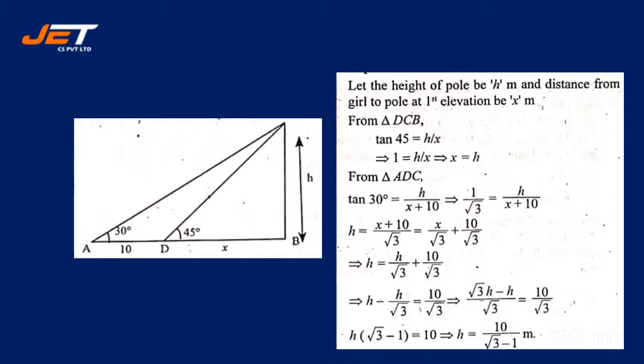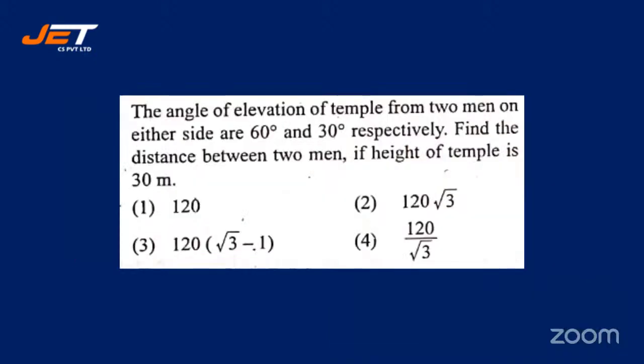Clear? So the value of h will become 10 by root 3 minus 1. Okay. All right. See the next question. The angle of elevation of a temple from two men on either side are 60 degrees and 30 degrees respectively. Find the distance between the two men if the height of the temple is 30 meters.